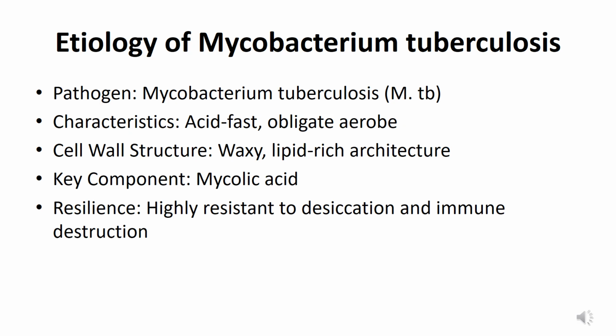One important feature is that it is an acid-fast bacterium. This means it retains special laboratory stains even after exposure to acidic solutions. The reason lies in its unusual cell wall structure. Unlike many other bacteria, Mycobacterium tuberculosis possesses a thick, waxy, lipid-rich outer layer.